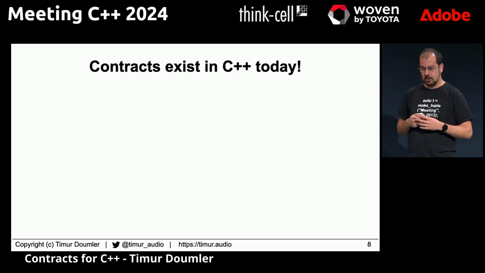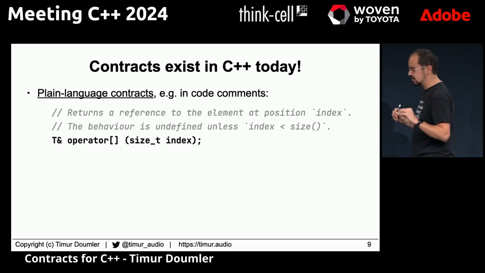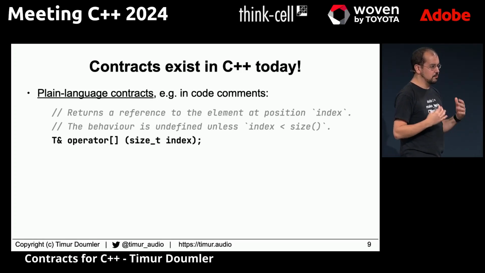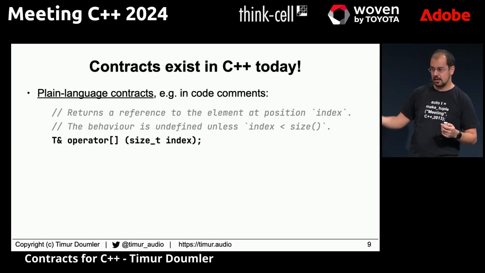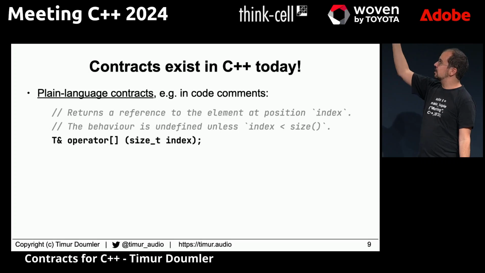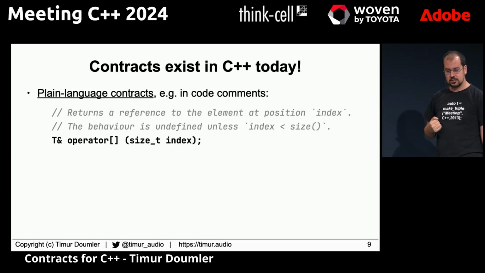And most frequently, contracts are specified today in the form of so-called plain language contracts. So they're specified in human language rather than in code. Most often it happens in code comments. I'm sure many of you have these code bases where you have something like operator square bracket has a precondition, right? You cannot call it out of bounds, otherwise you have a bug. It's a precondition violation. It's on the caller to call this function correctly.